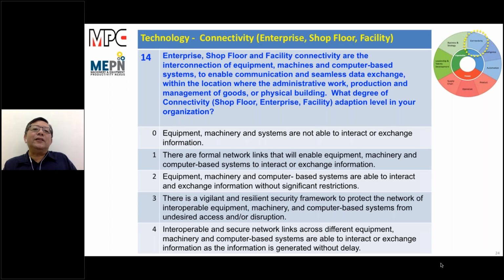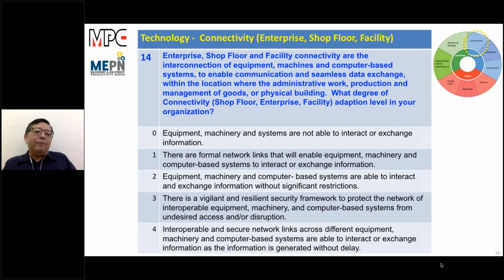So the question is asking what is the connectivity level? Enterprise, shop floor and facility connectivity, are they interconnected with the equipment or standalone? So you look at that. Grade 0 means that equipment, machinery, and systems are not able to interact or exchange any information. That means there's no connectivity. Number 1 is there are formal networks linked with the enabled equipment and machinery, and computer-based systems interact. That means some information exchange is there, like the old LAN system that you have.